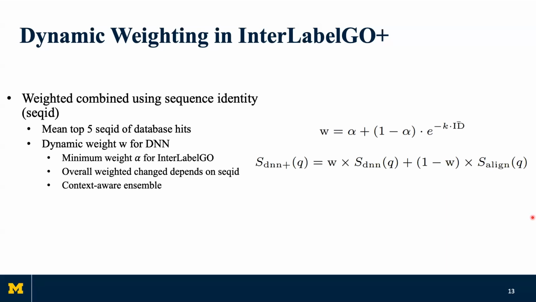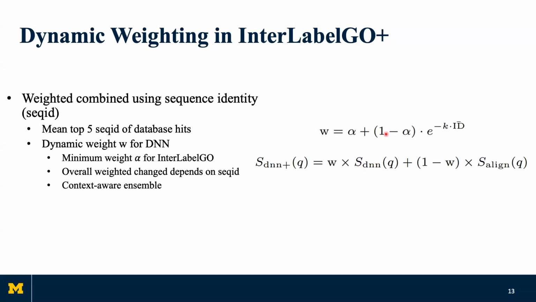A traditional method is just a simple linear combination, where a weight is given to a specific method, and the weight for the other method is one minus that weight. That weight could be determined on the validation data set. However, since it's only a fixed weight, it will not change depending on the prior sequences we have. So the weight calculated here uses the mean of the top 5 sequence identities from the database hit.